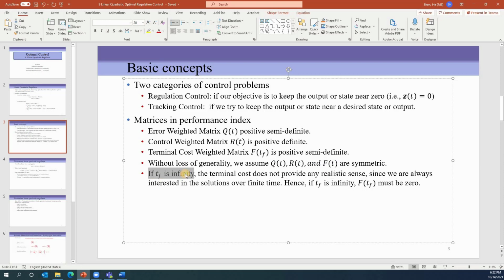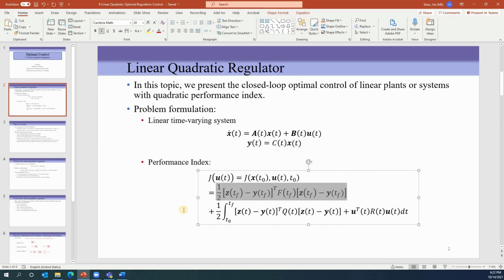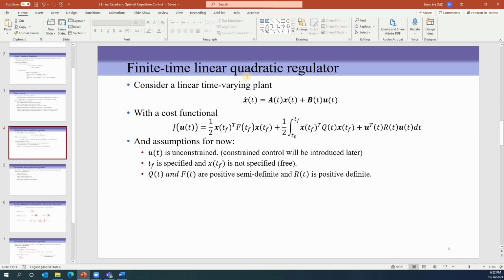If tf is infinity, the terminal cost does not provide any realistic sense, since you don't know where the final time is, so in that case you will not have this term. And we're going to look at the first case, which is a finite time linear quadratic regulator.